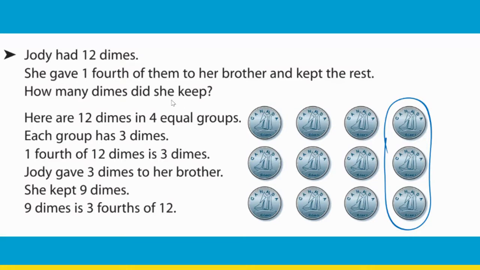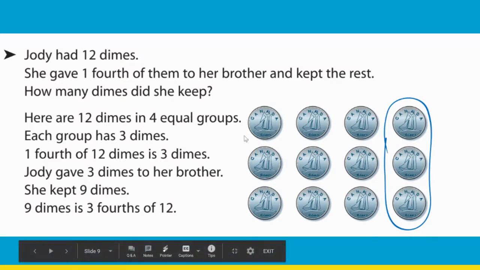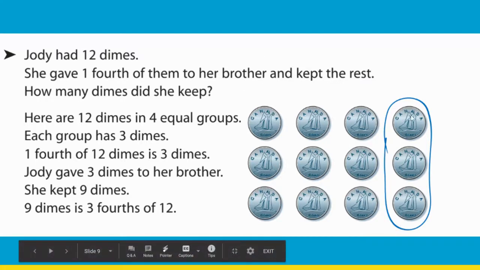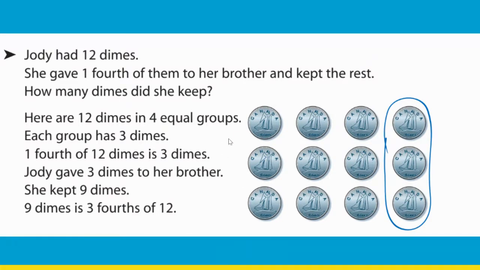All right, Jody had 12 dimes. So remember, a dime is worth 10 cents. She gave 1/4 of them to her brother and kept the rest. She gave 1/4 away. If we were to split this into 4 equal groups, each group would have 3, and there'd be 4 equal groups of 3. She gave 1/4 of them to her brother and kept the rest. How many dimes did she have?